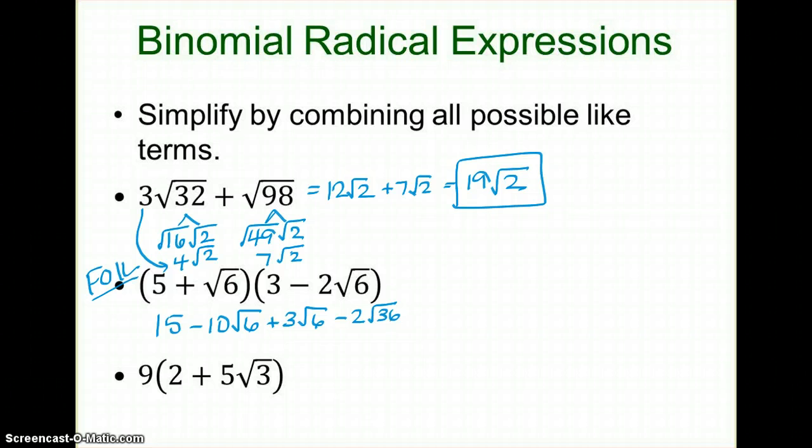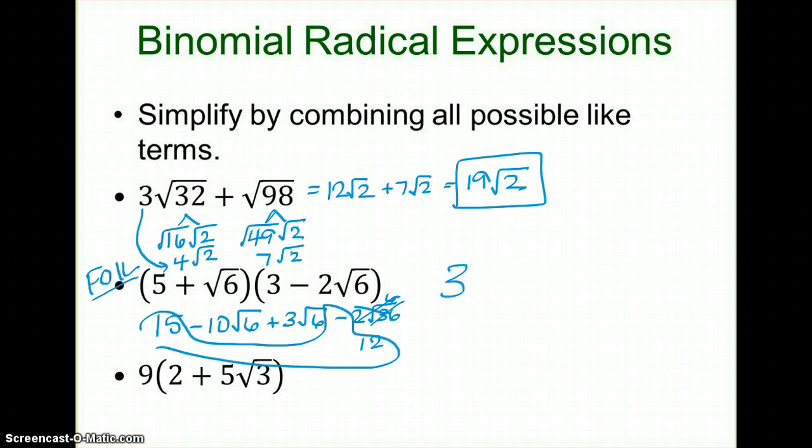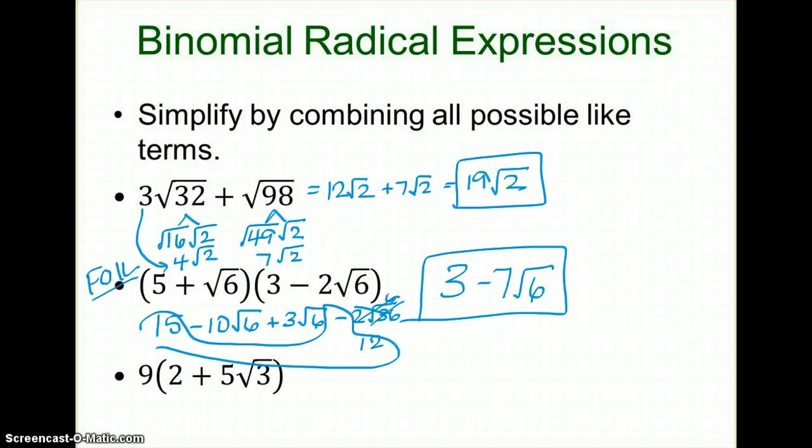Now, if I do some simplifying here first, the first thing I know is that the square root of 36 is actually just going to be 6. And if I simplify even more, 2 times 6 gives me 12. So that's actually going to be a minus 12 at the end. And when I combine like terms, 15 minus 12, right, is going to give me 3. And then negative 10 square root 6 plus 3 square root 6 is going to give me a negative 7 square root 6. And since my square root of 6 is not a radical that simplifies, this is my final answer.